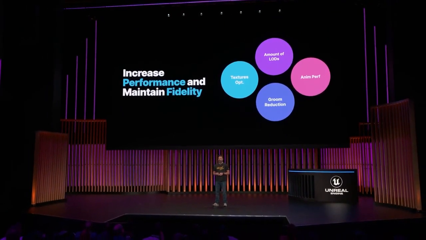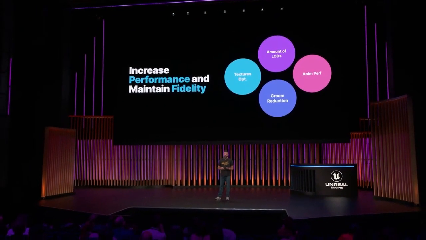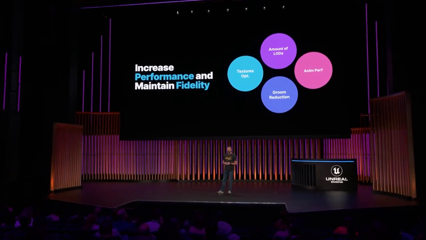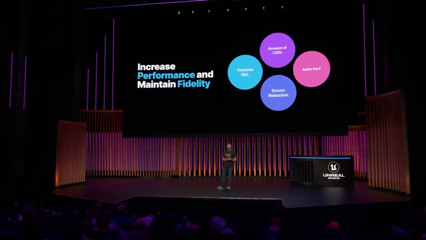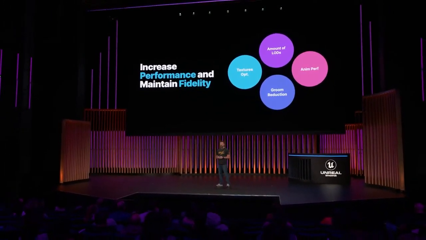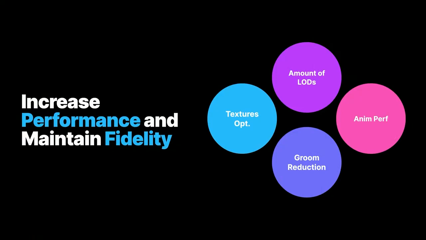In order to reach the performance benchmark that we needed for UEFN Islands, we determined 4 areas which we thought we could get the biggest impact and improve overall size and performance, while also maintaining fidelity. The 4 areas we felt we could improve on were reducing the overall amount of mesh LODs, general animation performance improvements, groom reductions, as well as textures and material optimizations.